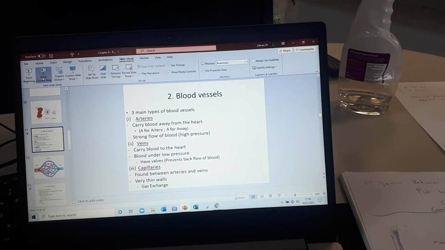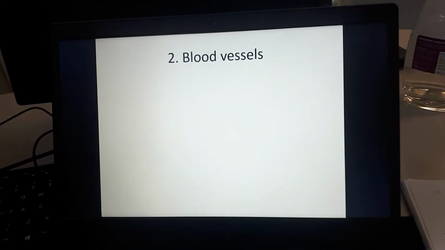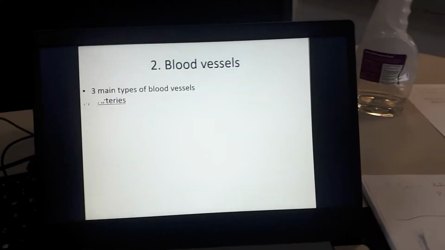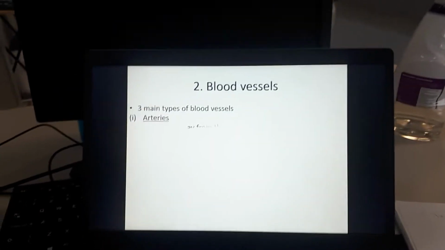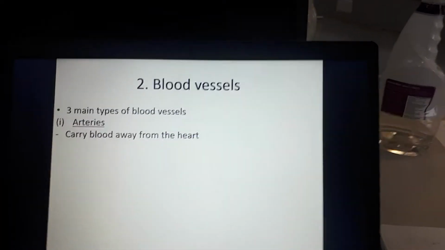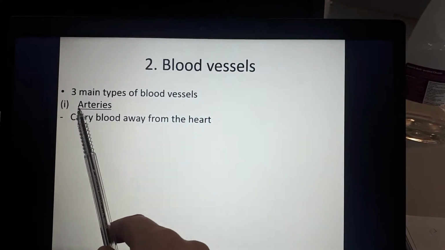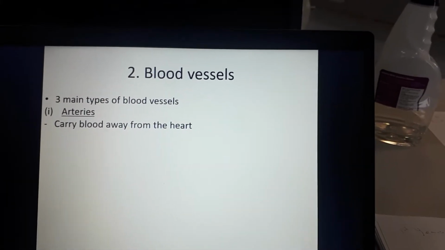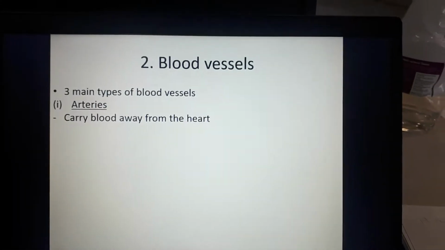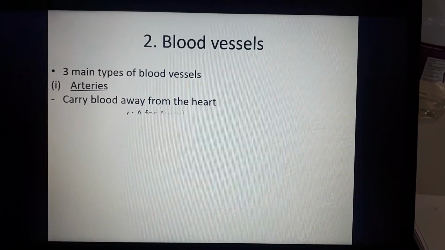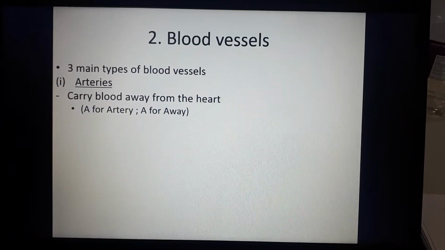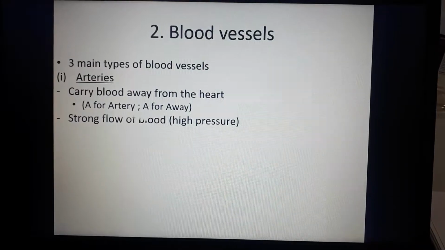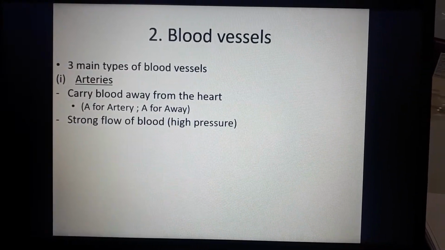So we have three types of blood vessels, okay? The first type we have are called arteries, okay? And arteries carry blood away from the heart. A way to remember this is A for artery, A for away. And we will be looking at the heart in our next class. So A for artery, A for away. So it always carries blood away from the heart.